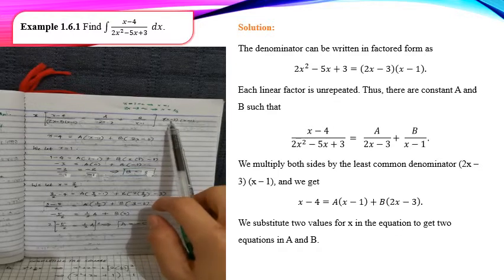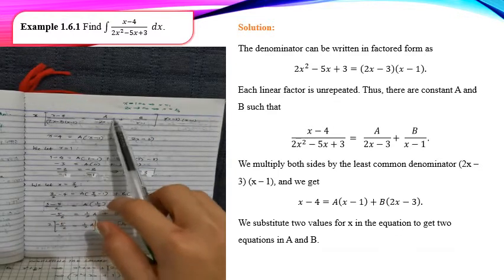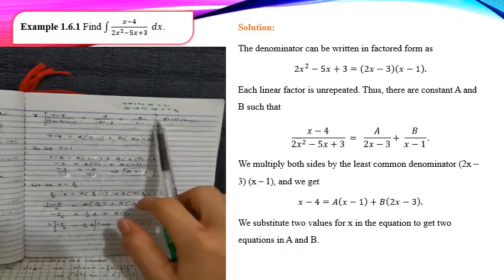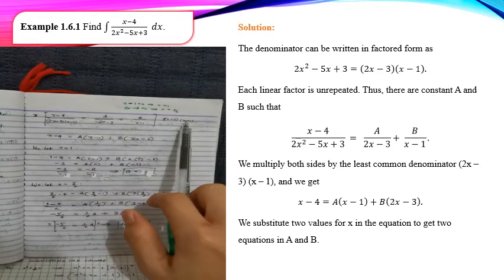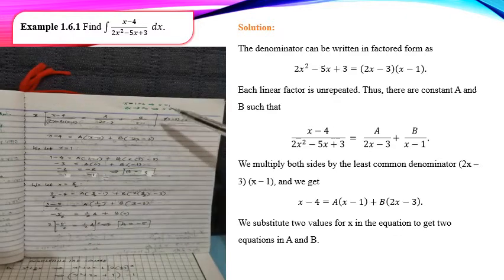Okay, so here, some factors cancel out, and we're left with x minus 4. Then for the first term on the right, the only thing that cancels is 2x minus 3, so we're left with A times x minus 1. That's why it became A times x minus 1. The same with the second term, the only thing that cancels is x minus 1, so we have 2x minus 3 times B.